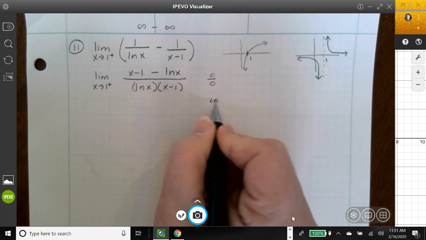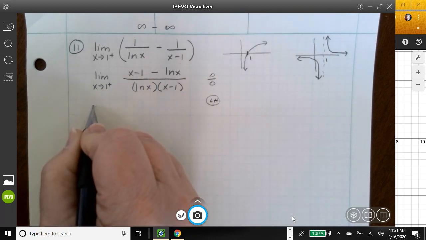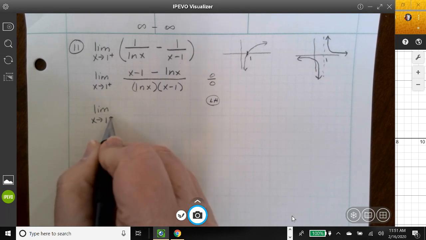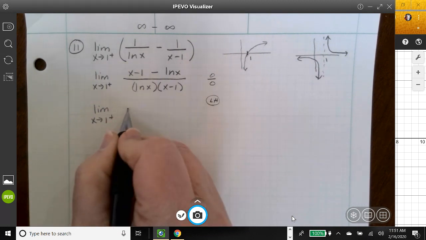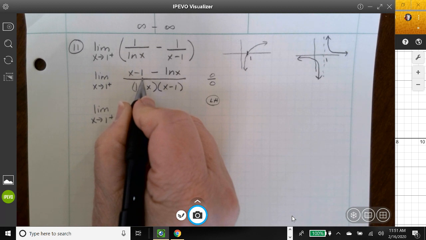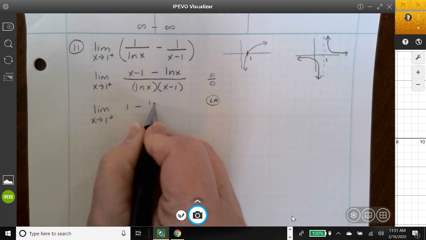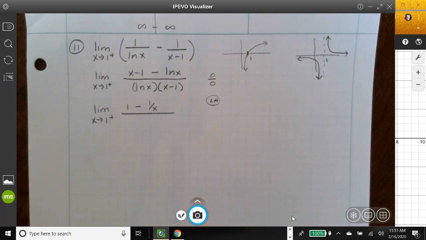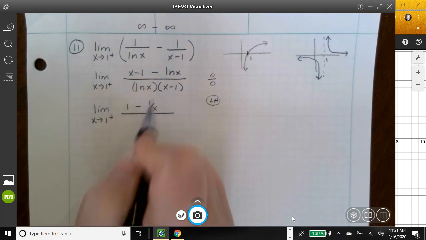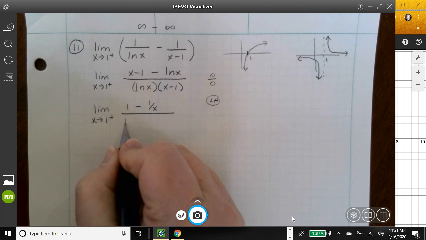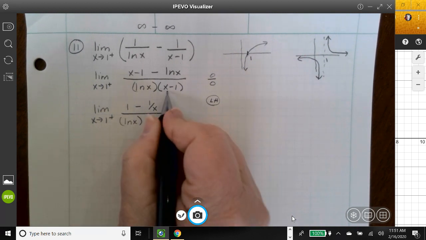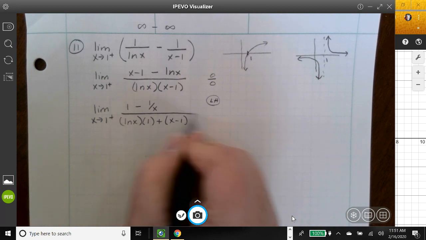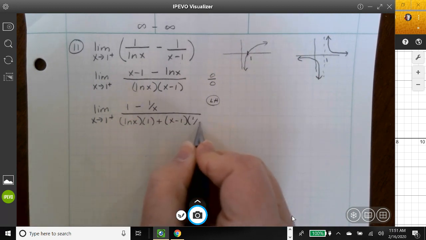Using L'Hopital here, I'm going to get the limit as x approaches 1 from the plus side. Well, the numerator's derivative is going to be 1. The derivative of negative 1 is 0, minus 1 over x, which is the derivative of the numerator. And then, yes, I hear the moans and groans from the back. We have to use a product rule in the denominator. So it's going to be first times the derivative of the second, which is 1, plus second, which is x minus 1, times the derivative of the first, which is 1 over x.